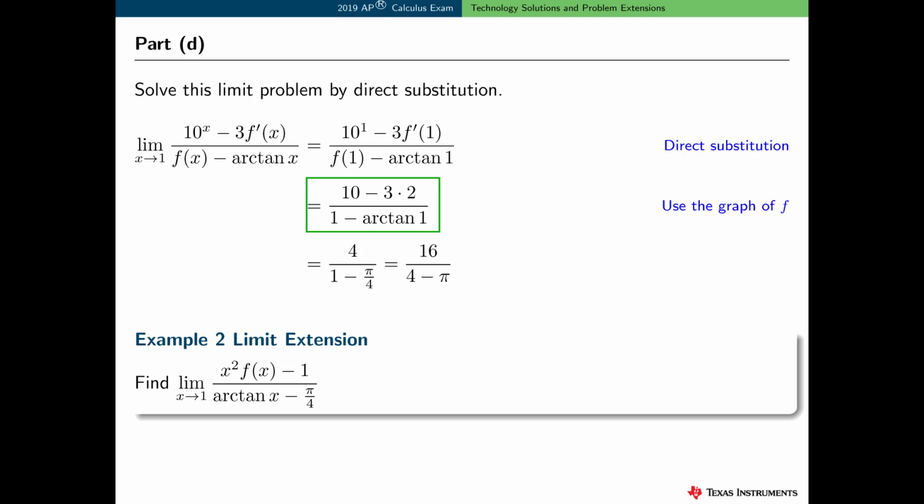Now, the student doesn't need to simplify a final numerical answer. So this expression is acceptable on the AP Calculus exam as the answer. But remember, if the student chooses to simplify, then it must be correct. And here's another example. Try to evaluate this limit. And one comment here, you can't use direct substitution in this problem.